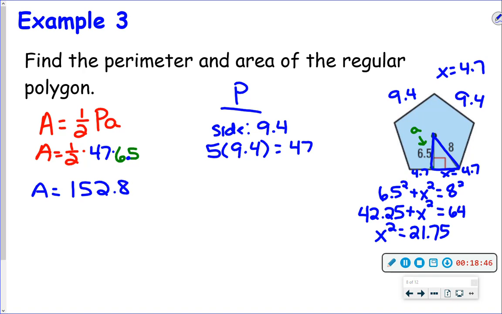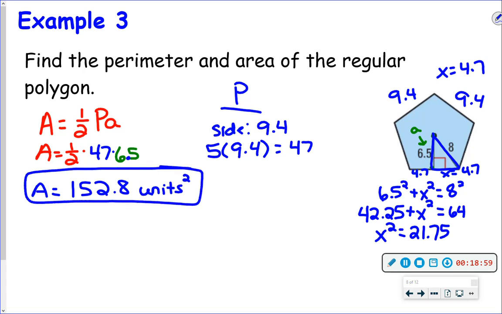Now, it's not feet or inches or centimeters. I like a label. Okay, again, I'm not going to be totally upset if you don't label. When there's not a label, I just go generic. Units squared. I care more about that you have the 152.8.